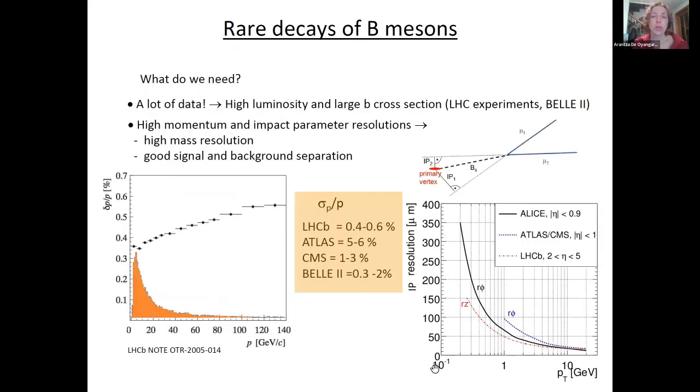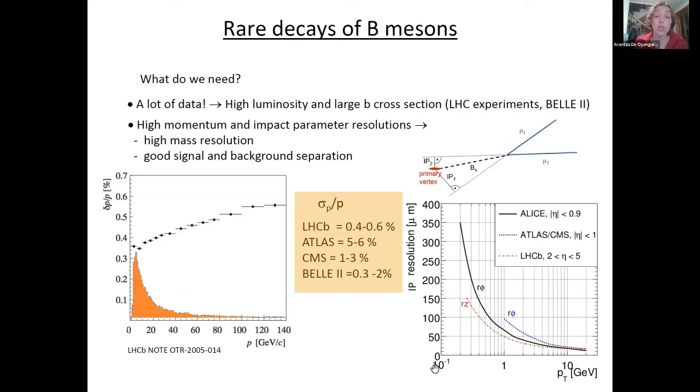So what do we need? What do you think that we need if we want to reconstruct, to be able to see rare decays of this kind? Of course, because the branching ratios are so small, we need a lot of data. That means that we need high luminosity and a large peak cross section. You remember the equation for the number of events, that it depends on the cross section and the luminosity. So for that we have the LHC experiments now, and we also have Belle II. These experiments are very good for measuring rare decays.